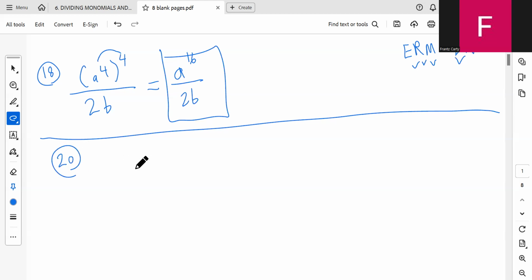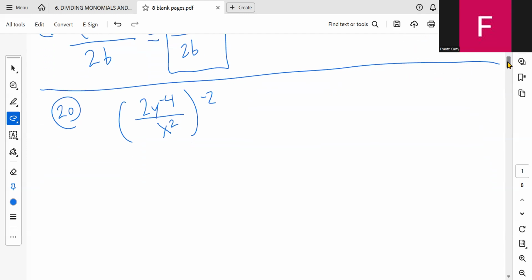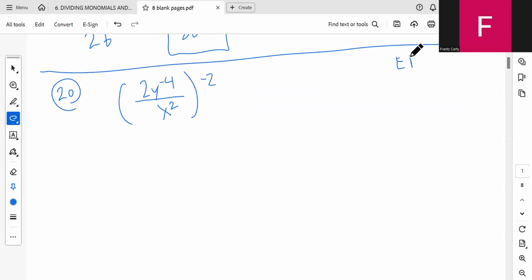20. 2y to the -4 divided by x squared, and I'm taking that to the -2. What's different about this one? Yeah, the whole thing is in the parentheses, and we have a negative exponent. When we have a negative exponent and it's a fraction, what's the easiest way to make this exponent positive?